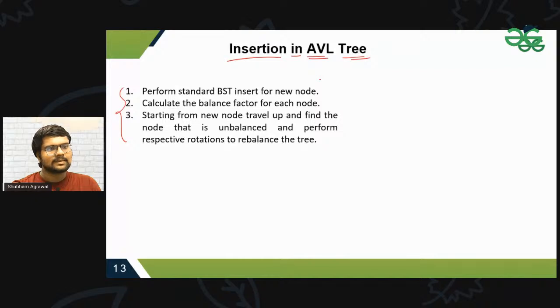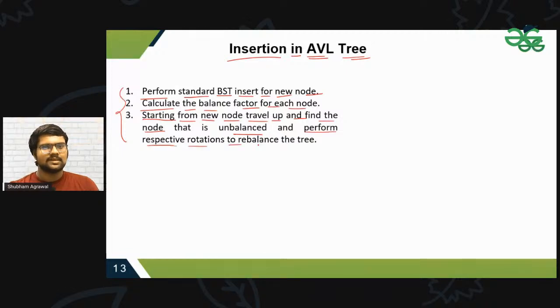Okay, so the new node will be inserted like we have inserted in the BST recursively. Then we calculate the balance factor for each node. If the balance factor is not in the range -1, 0, and 1, then we will try to balance it using rotations. From the newly inserted node, we will travel up and find the unbalanced node, and perform the respective rotation until the tree becomes balanced.